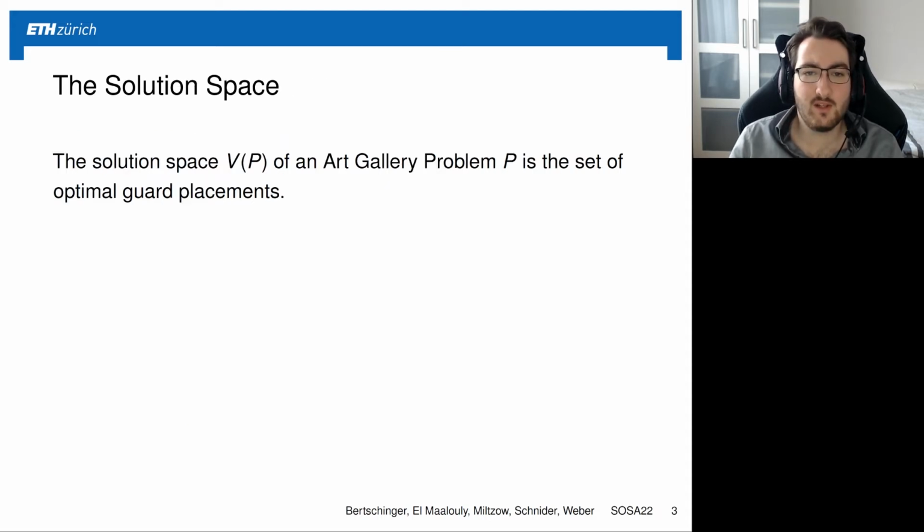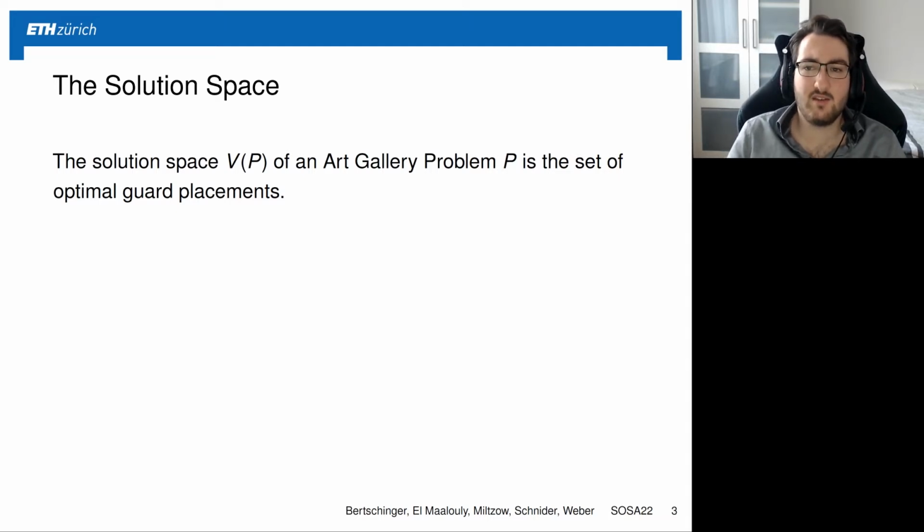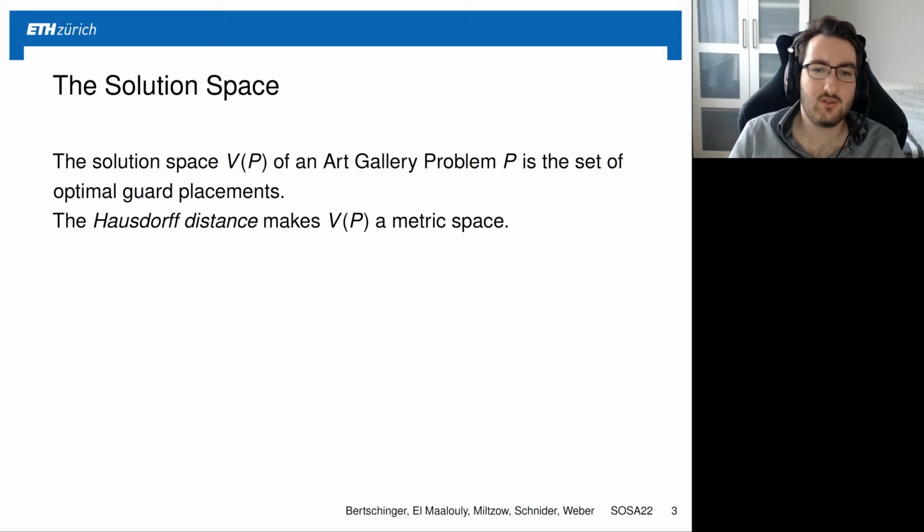And to formalize this, we first say what we mean by the solution space. So the solution space we just define as the set of all optimal guard placements for some polygon P. And now, such that we can work with the solution space in a more formal way, we have to make this a metric space or a topological space. And to do this, we use the Hausdorff distance.